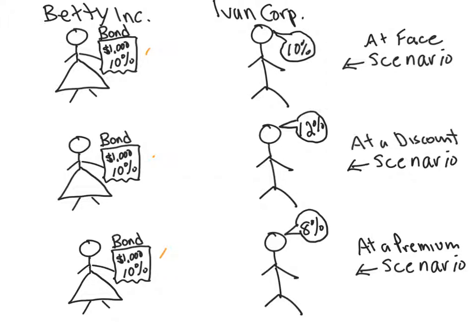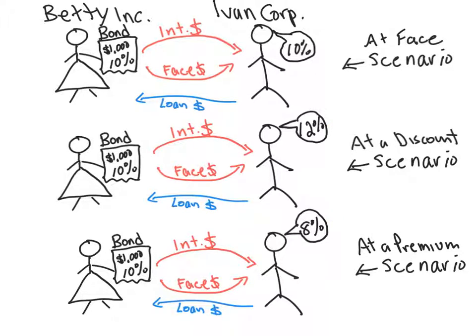And in the case of Ivan, the investor, at face means that the required return he wants is the same as the bond. So it's 10%. For the discount scenario, it is 12%, and for the premium scenario, it's 8%. We already saw that. And here again, the cash flows in visual form. The investor gets the cash flows from the interest payments and the face amount at the end, and then they're going to provide some kind of proceeds based on that calculation that we just talked about.